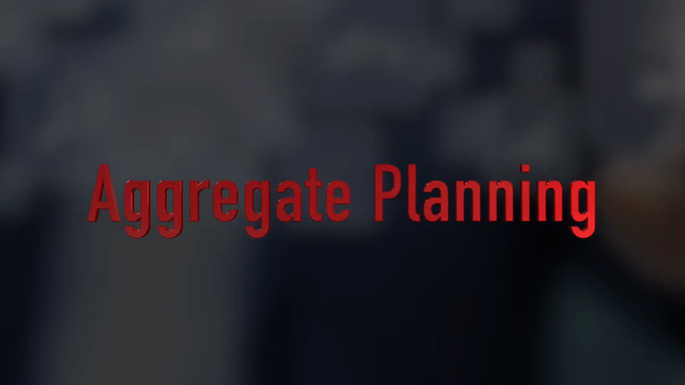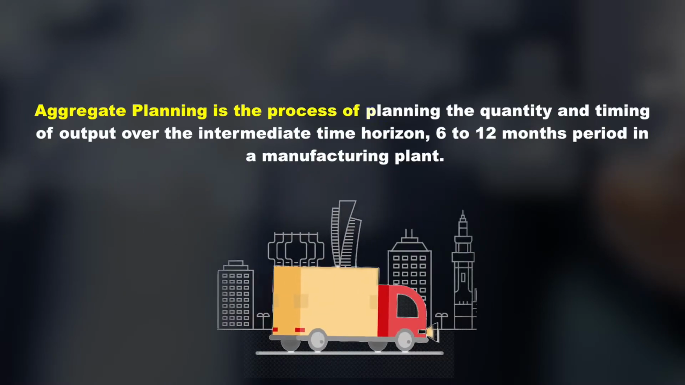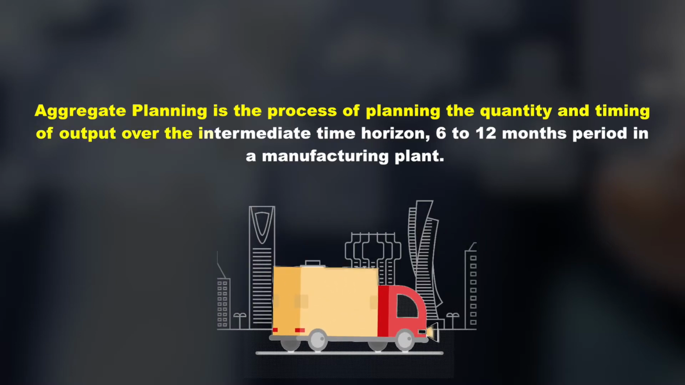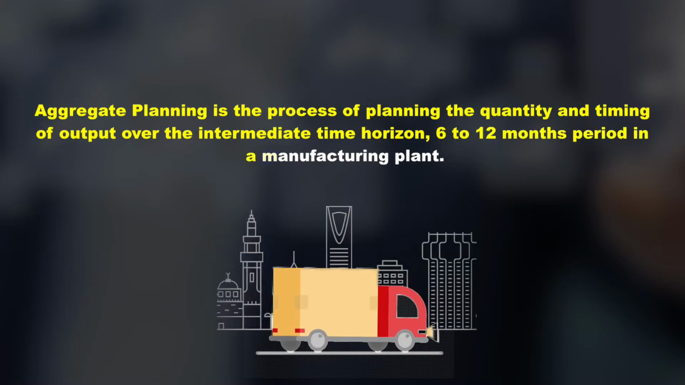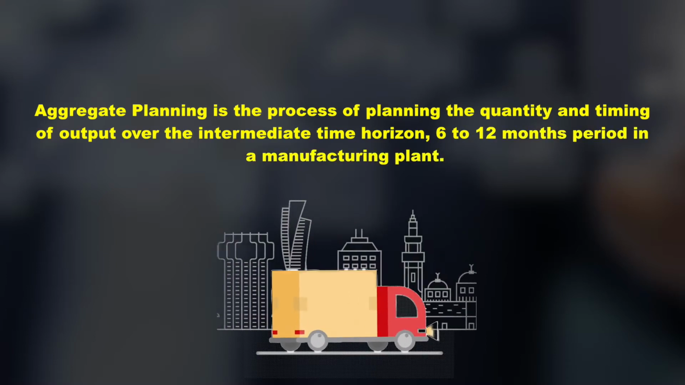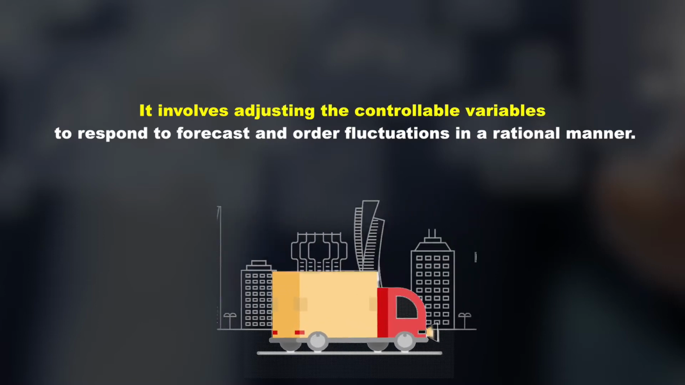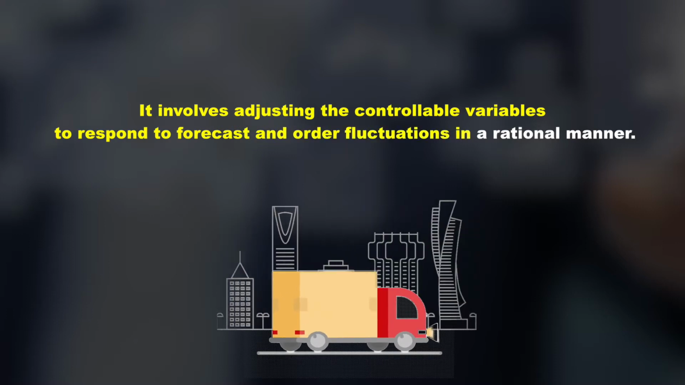Let us now understand what aggregate planning is. Aggregate planning is the process of planning the quantity and timing of output over an intermediate time horizon, say 6 to 12 months period in a manufacturing plant. It involves adjusting the controllable variables to respond to forecast and order fluctuations in a rational manner.